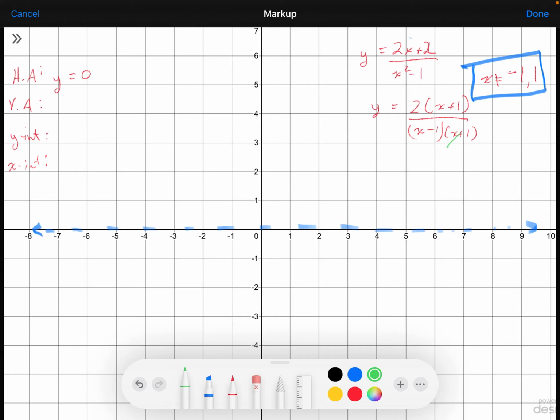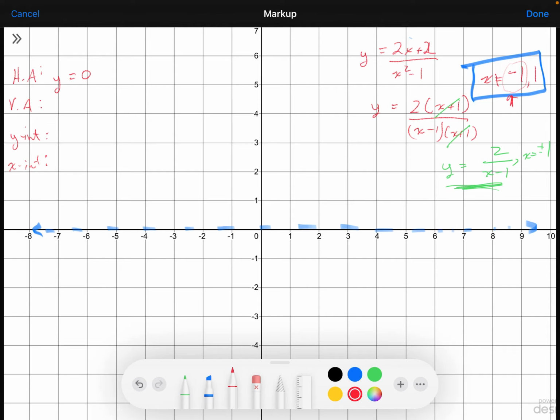My vertical asymptotes. Well, I notice that I have a factor of x plus 1, and they cancel each other out. So really, this graph behaves exactly like 2 over x minus 1, but x still can't be equal to plus or minus 1. Now, those are going to be important. However, it's really this function that I'm dealing with underneath.